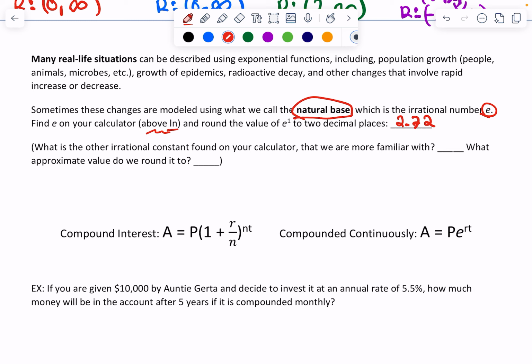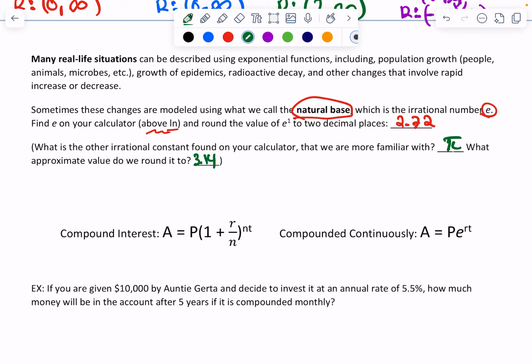What is the other irrational constant found on your calculator that we are more familiar with? That would be pi. What approximate value do we round it to? 3.14, right? This is just to show that e is a similar constant like pi is.